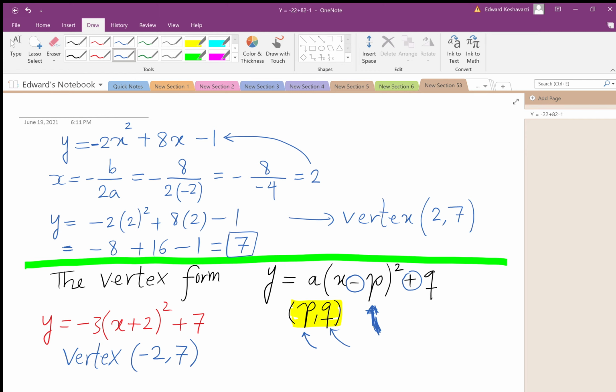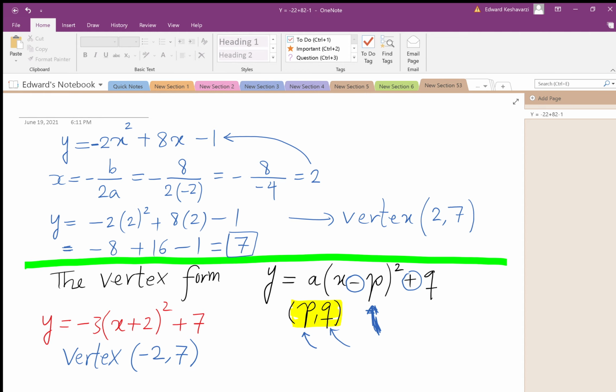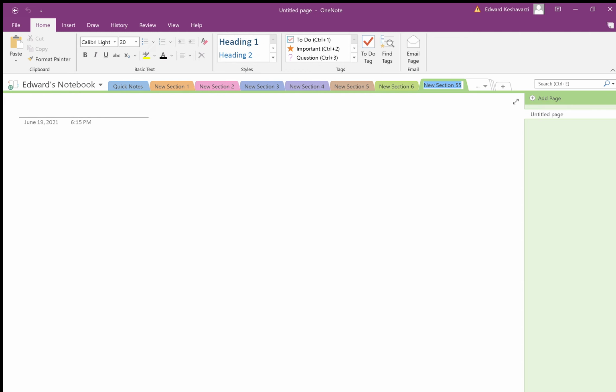So we have two different cases. Either you are given the general form, where you use negative b over 2a to get the x of the vertex, or you are given the vertex form, which is the easiest form for getting the vertex. So, one more example and then we will be done.